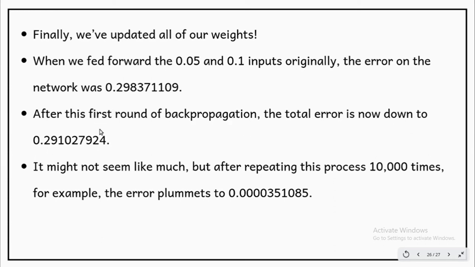What I mean to say here is, at the initial stage we have this error. Now when we have updated the weights, after that we have got this much error. So there is a little reduction. If we perform it 10,000 times, then the error will be reduced to 0.000035. So this is how back propagation helps. This is the entire process of back propagation.